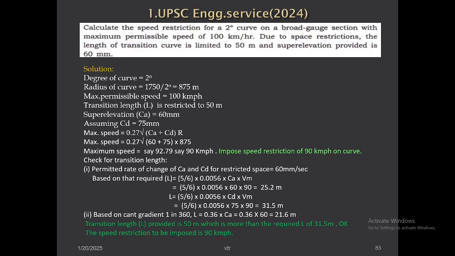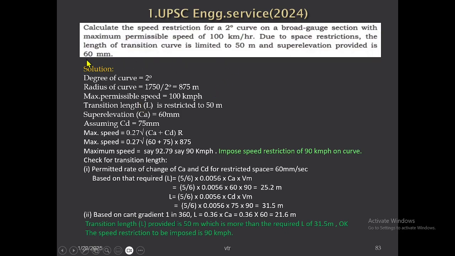Now we'll see a certain exercise. This question was asked in the UPSC Engineering Services 2024. Calculate the speed restriction for a 2-degree curve on a broad gauge section with a maximum permitted speed of 100 kmph. So the section speed is 100 kmph and the curve is 2 degree. But here, due to space restriction, the length of transition is limited to 50 m, and the superelevation provided is 60 mm.